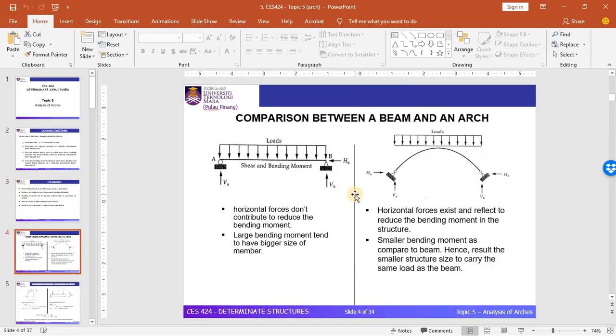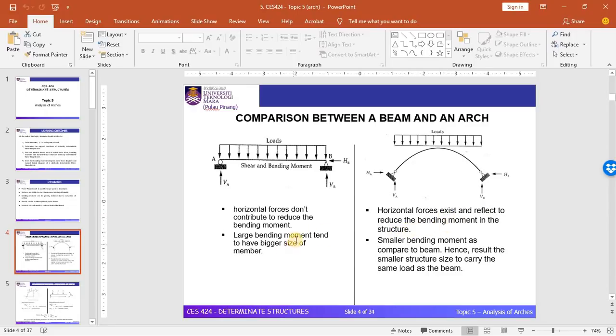This slide tries to compare a beam and an arch. On the left hand side here is a beam loaded by a load. Meanwhile, on the right hand side is an arch structure loaded with the same value of UDL load. This is where you can compare the beam and the arch. At the first point, you can see that in the beam the horizontal force does not contribute to reducing the bending moment. Meanwhile, in the arch, horizontal forces exist and act to reduce the bending moment in the structure.